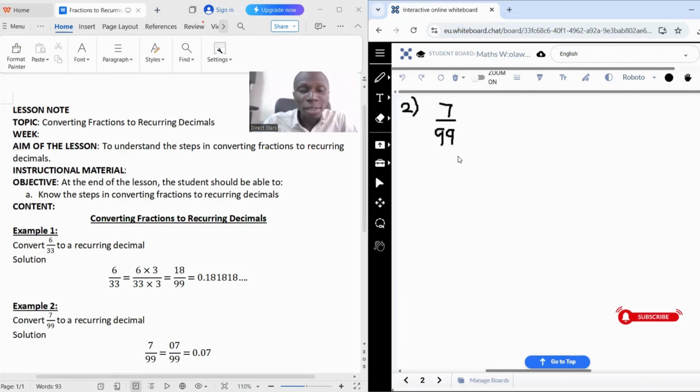Now, if you look at the denominator of this fraction, we have it to be 99 already. Then the next thing that we're going to do now is to make sure that the numerator has the same digits with the denominator. Then how we're going to do that? We're just going to add 0 to the 7. We're going to have this to be 0.7, which is still the same thing as 7 divided by 99.